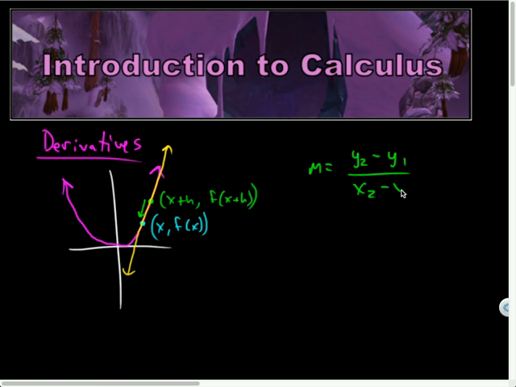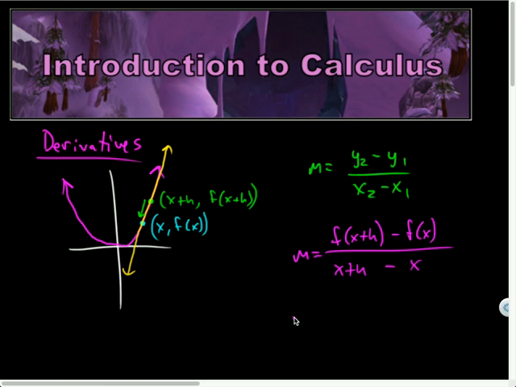Over x2 minus x1. So if I wanted to find the slope between these 2 points, what I could do is I would just have, let's see, it would be f of x plus h minus f of x, right? Those are my y values. And if you wanted, you could label these points x1, y1, x2, y2. And then I'm going to subtract the x values down here. So this would be x plus h minus x, right?